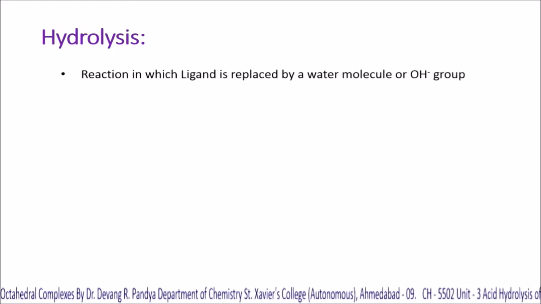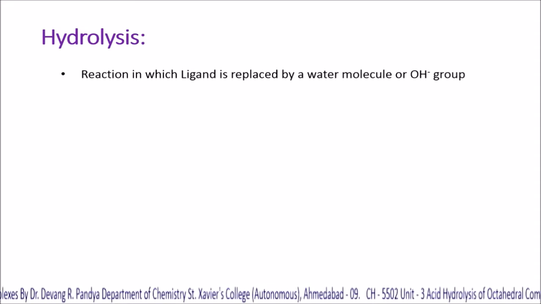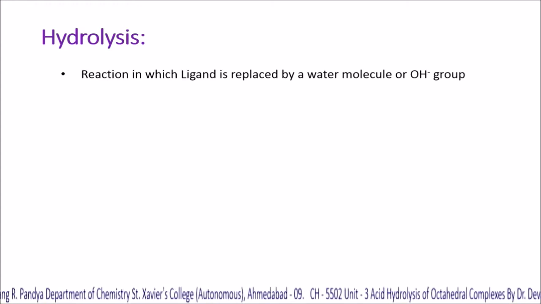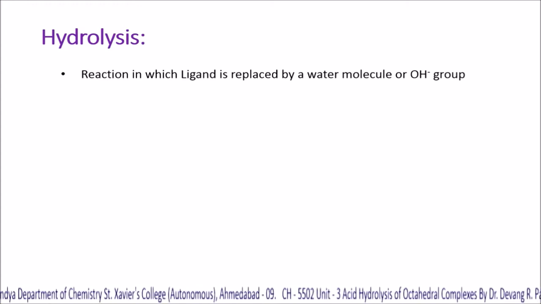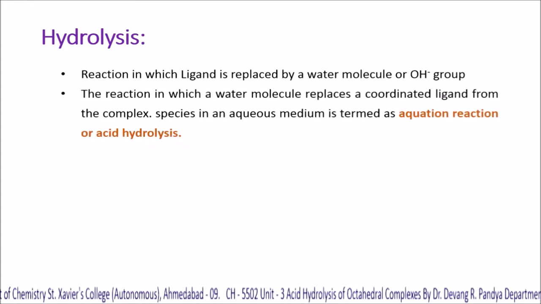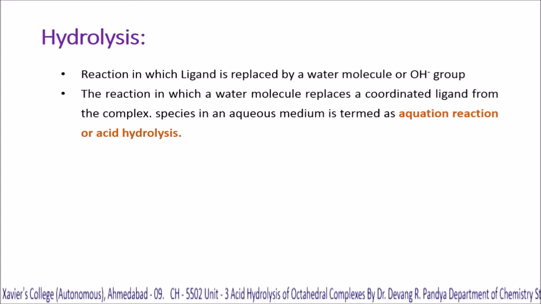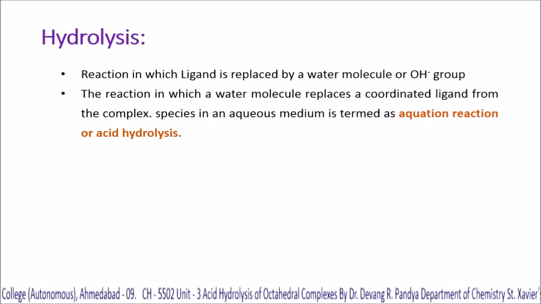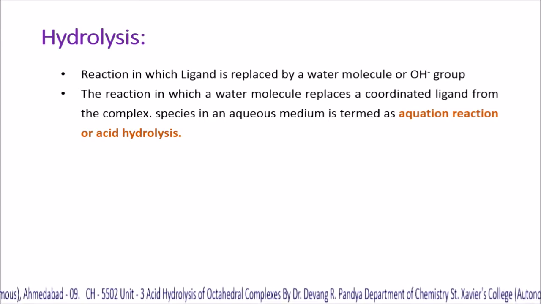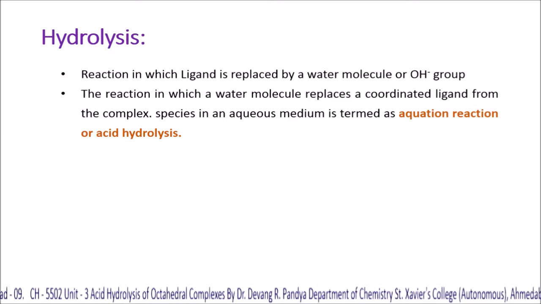So this is a hydrolysis reaction in which a ligand is replaced by a water molecule or a hydroxide group. But when we discuss acid hydrolysis, the ligand in the substrate complex is substituted by only a water molecule and an aqua complex is going to be formed. So the reaction in which the water molecule replaces a coordinated ligand from the complex species in aqueous medium is termed an aquation reaction or acid hydrolysis. See students, this is another name of acid hydrolysis, that is aquation reaction. Acid hydrolysis is always termed an aquation reaction.